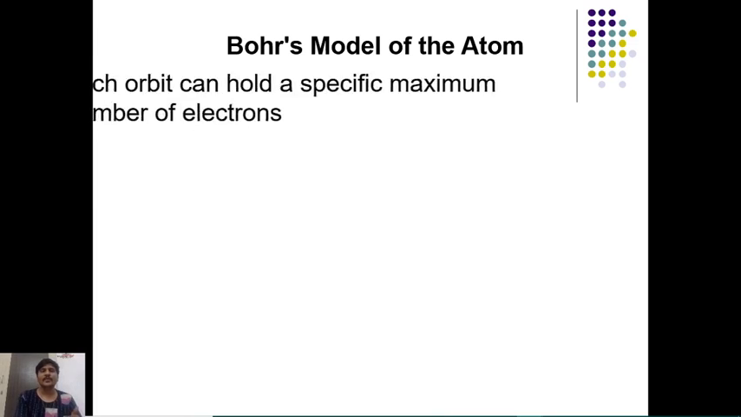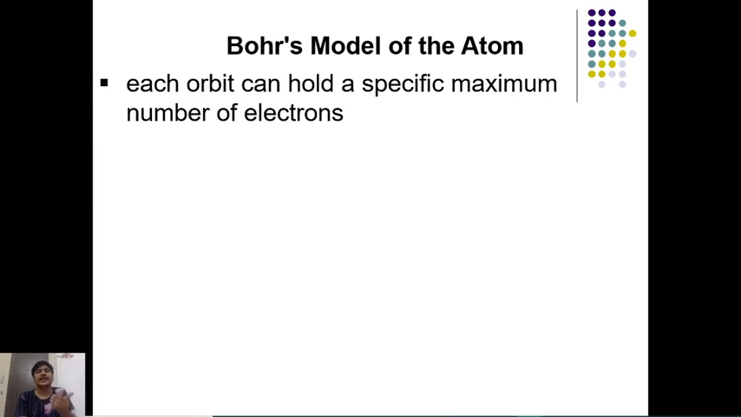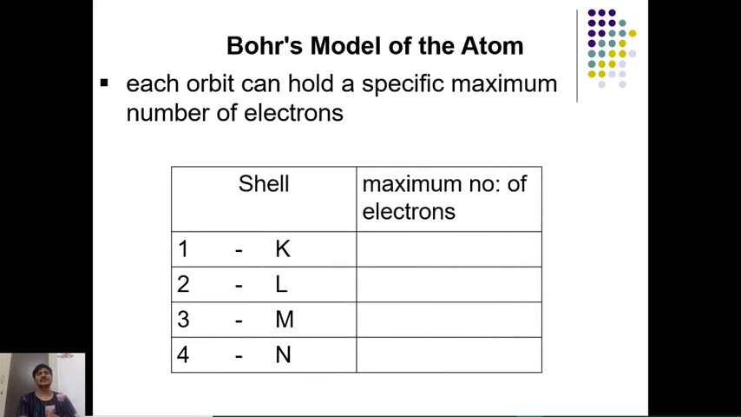Now what result do we get? Each orbit can hold a specific maximum number of electrons. We see that in the first orbit only two electrons are filled, which is the maximum limit of the first orbit. After that, the second orbit has a maximum limit of 8 electrons, and if we complete those 8 electrons, the next orbit again gains 8 electrons. Okay, we see the shelling.